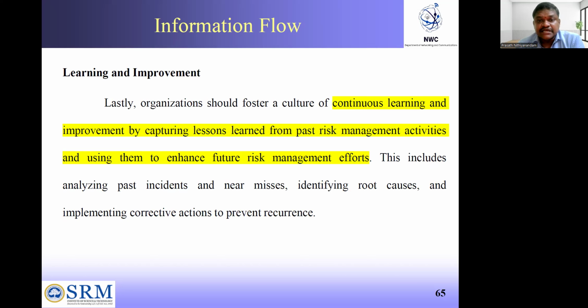Next one is learning and improvement. To stay resilient, organizations should promote a culture of continuous learning and improvement. Lessons learned from past incidents, including both successes and failures, are crucial. Analyzing previous risk events or near misses helps in refining risk strategies, identifying root causes, and developing more effective controls.